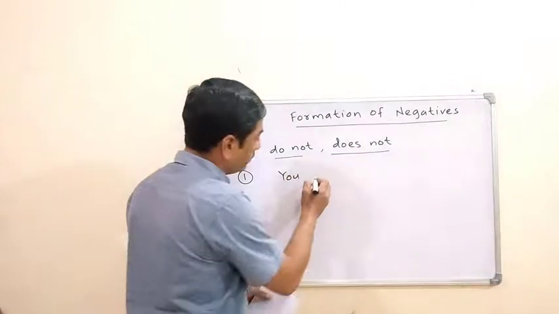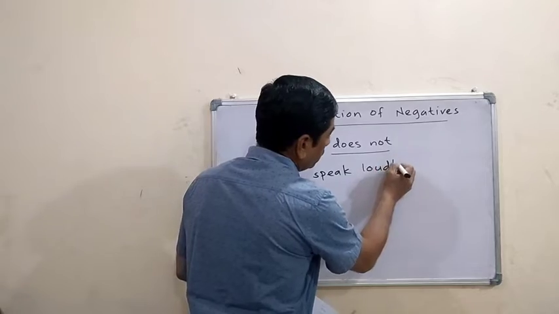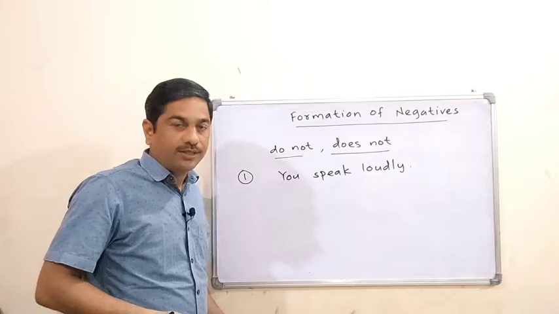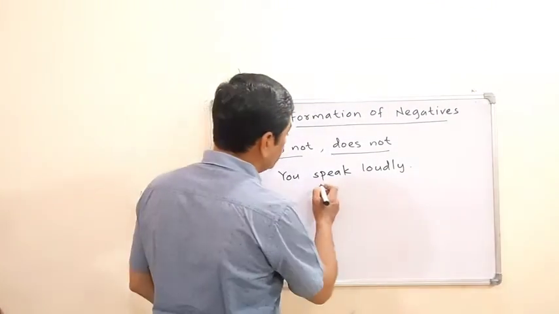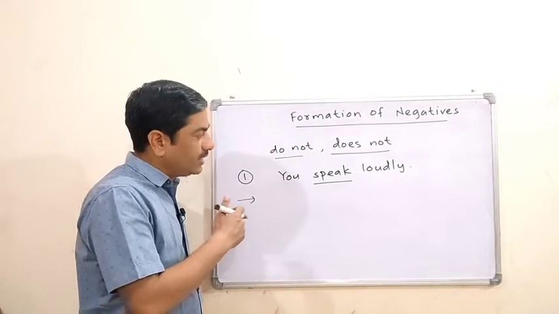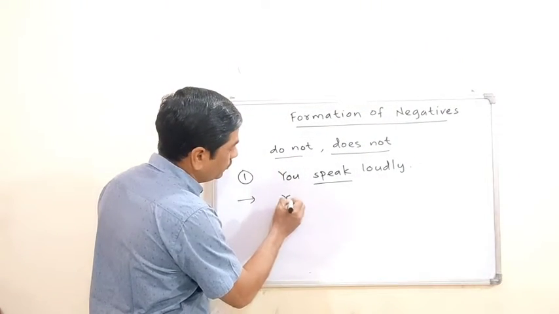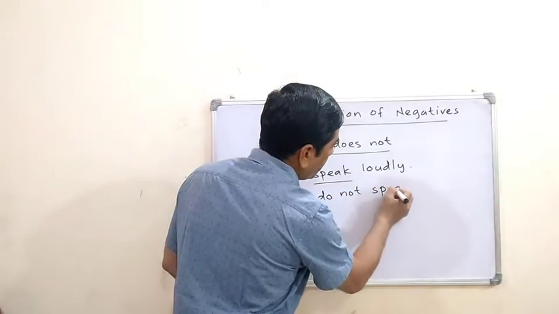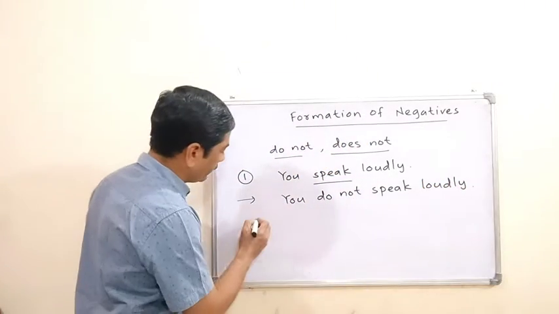You speak loudly. So in this sentence, a special verb is not there and you want to change it into a negative sentence. This sentence is of simple present tense and the subject is you. So while changing this sentence into a negative sentence, you will make use of do not. You do not speak loudly.